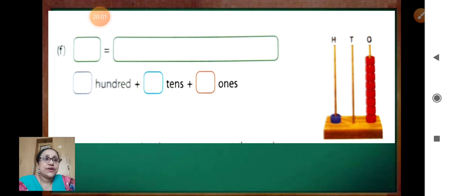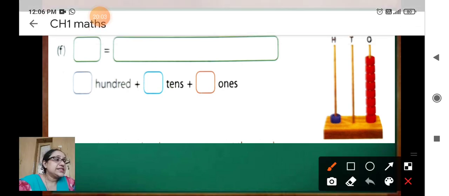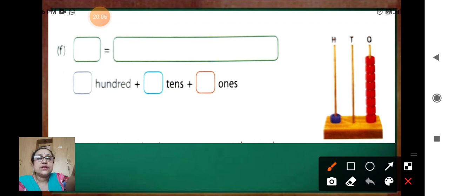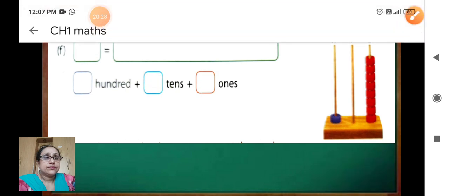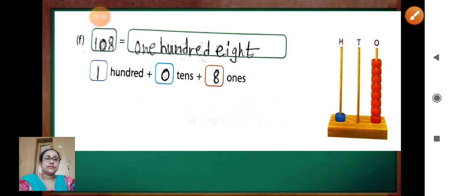Now question F. Again in the ones place. Yes, count. Yes, we are getting 8. In the tens place, no bead. So it is 0, and the hundreds place 1. So 108. Write the number name 108. Okay, like 100 plus 0 tens and 8 ones. Correct? All are finished? Very good, children.